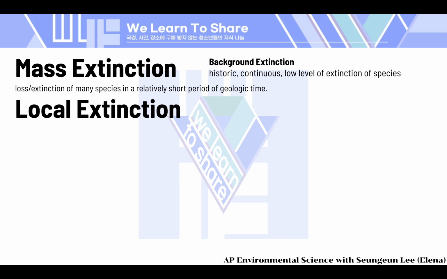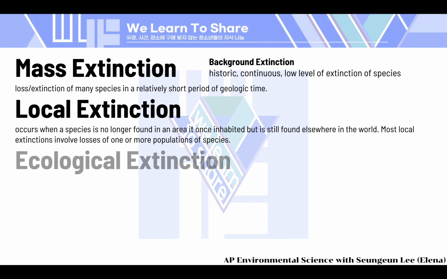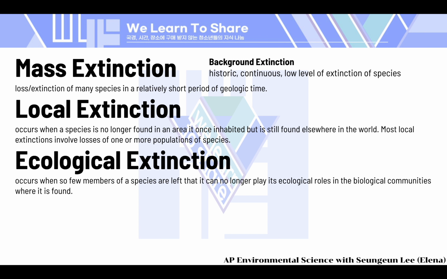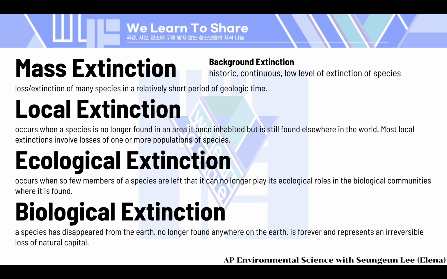Local extinction occurs when a species vanishes from an area it once inhabited but still exists elsewhere. So it's local. It's not a global problem, right? This often involves the loss of one or more populations of a species, but it's limited to a certain local area. We also have ecological extinction, which happens when so few members of a species are left that they can no longer play their ecological roles. This diminishes biodiversity and can disrupt ecosystems. And biological extinction means a species has completely disappeared from Earth. It's an irreversible loss and represents a significant depletion of our planet's natural capital.